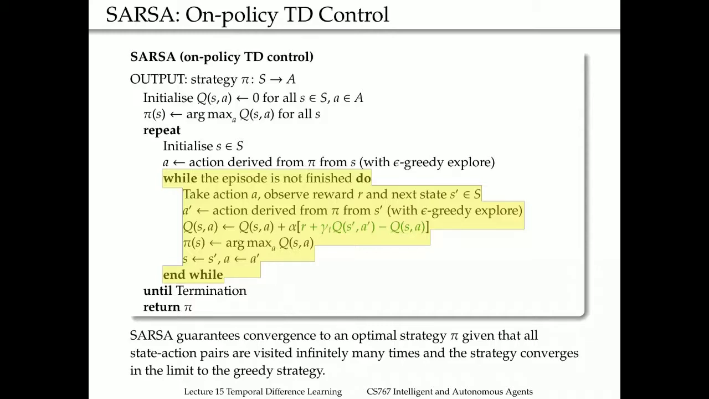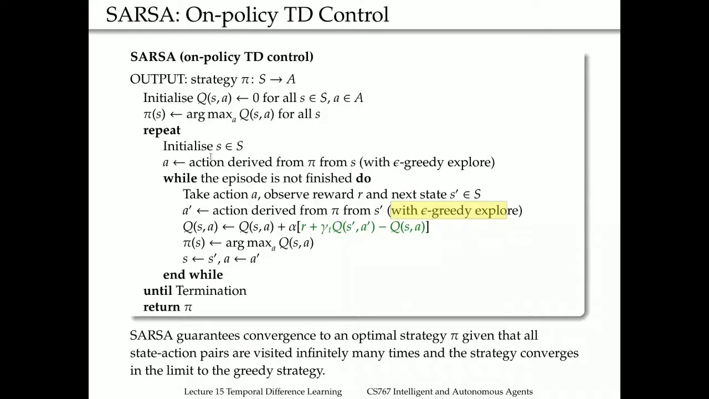While the episode is not finished, we will take an action A. We perform this action, and then the environment will give us the reward and tell us the next state. After we complete this action, we look at pi and follow pi. Starting from the next state, I generate another action, namely A prime, again using epsilon greedy exploration.